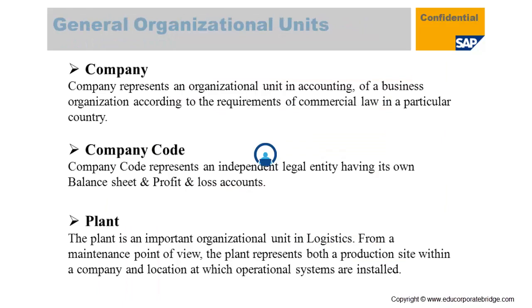The company represents an organization unit in accounting where all the business organization according to your requirements for that particular country gets captured. The company code represents the independent legal entity having a balance sheet and profit and loss. And the plant is an important organization unit from the logistics point of view, where your day-to-day maintenance gets carried out, your production side and your operational system which is installed in the plant.